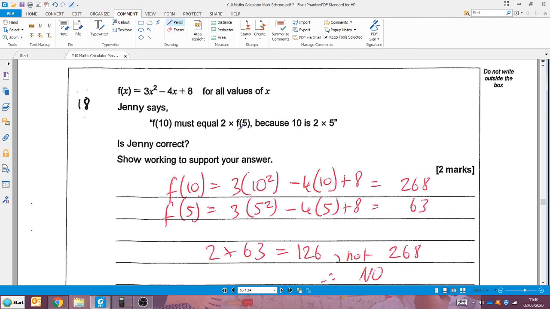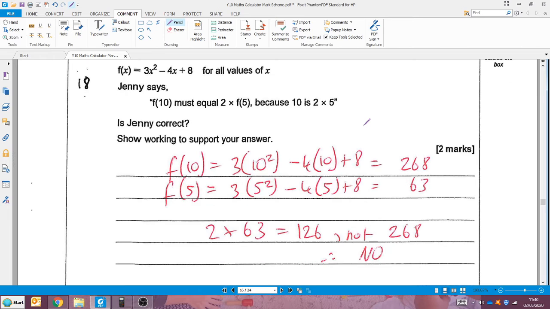She's reasoning that 2 lots of f of 5 is the same as 1 lot of f of 10. I understand that reasoning, but it's not reasonable. So then you say, well, 126 is not 216, therefore no. You've got to say no somewhere. You've got to answer the question, is she correct? Yes or no? The answer is no, for all the above reasons.